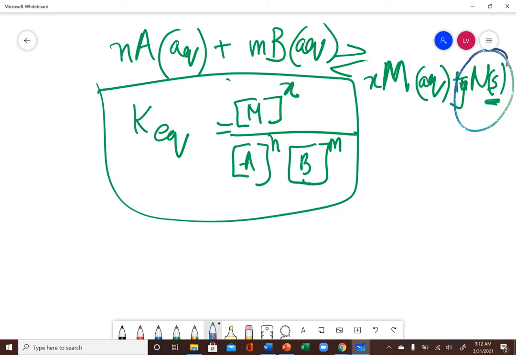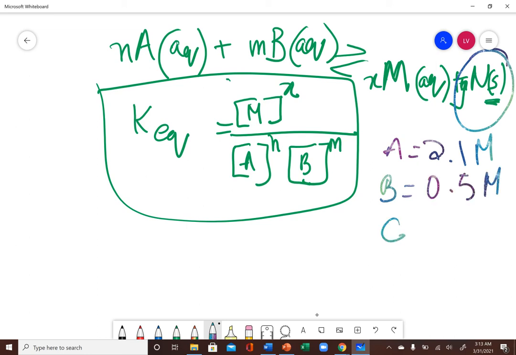It means I will not put it in my equilibrium expression. So if I gave you values, like, A equals, say, 2.1 molar, and I'm making numbers up, B equals 0.5 molar, and M equals 1.2 molar, and N equals 3.5 molar.